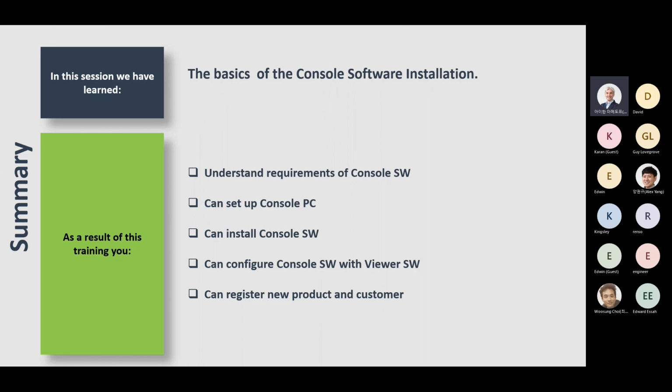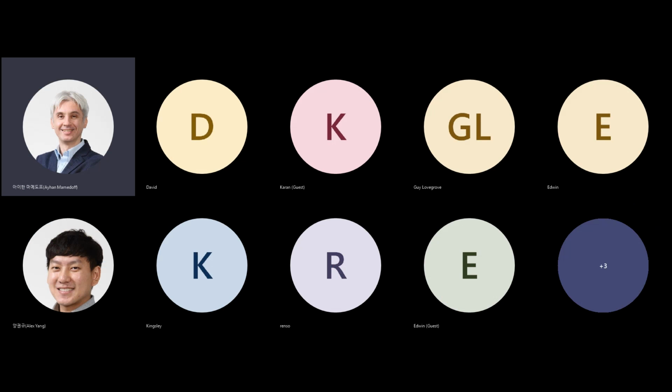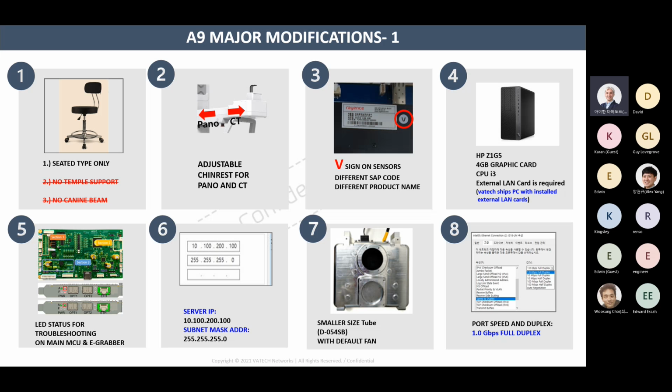So for those that joined later and didn't see the previous slide that I shared with the first two guys that joined earlier, I will repeat one more time the major modifications that come with the A9 product. Okay, those countries who are going to order the A9 EOX product, what are they going to get with this product is this.